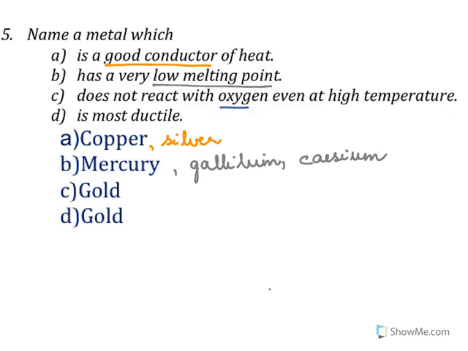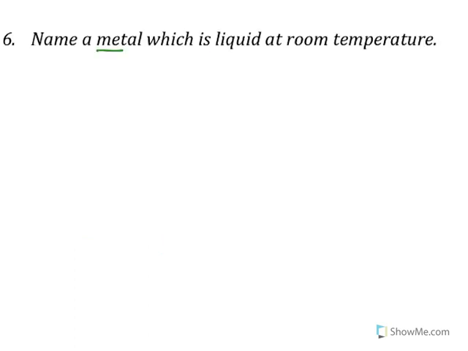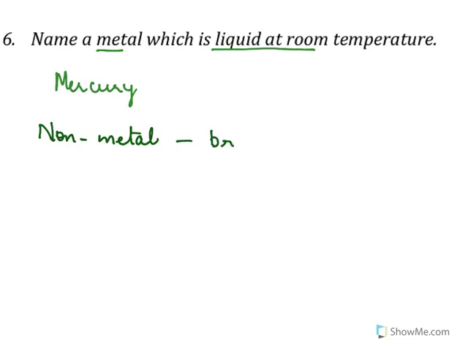A metal that does not react with oxygen even at high temperatures, and this is gold. And a metal that is most ductile is also gold. Then we have seen that 1 gram of gold can be drawn into a 2-kilometer wire. So it is very ductile. Name a metal which is liquid at room temperature, and that is mercury. And if you want to recollect a non-metal which is liquid at room temperature, a non-metal is bromine.